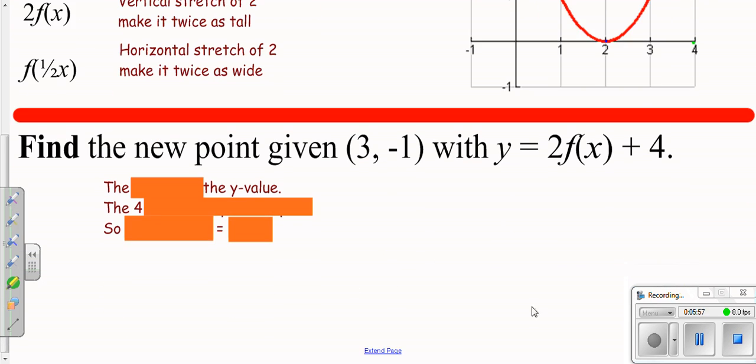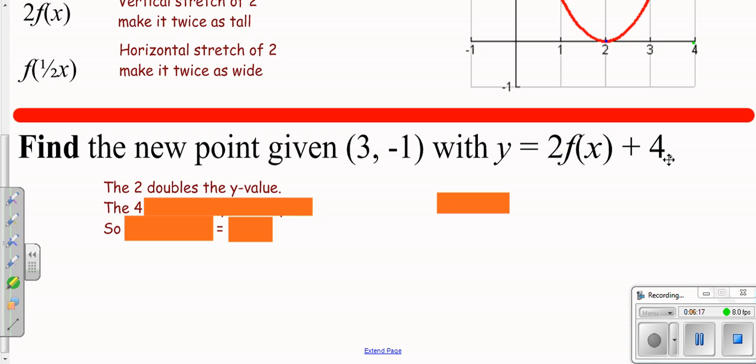So suppose we have a situation like this. We have our given point. We have this stuff affecting our point. We put a 2 in front. We know that that's going to double the y value because it's a vertical stretch of 2.